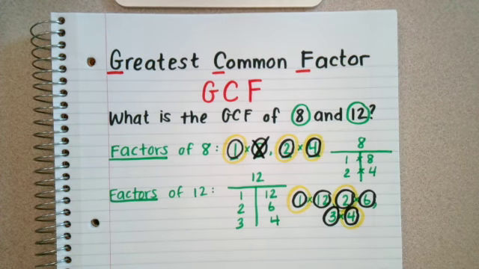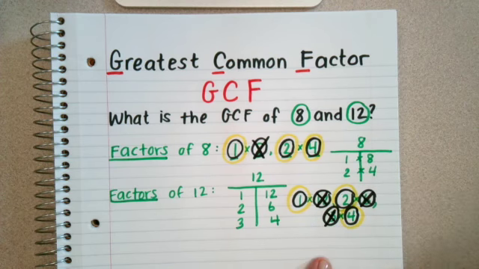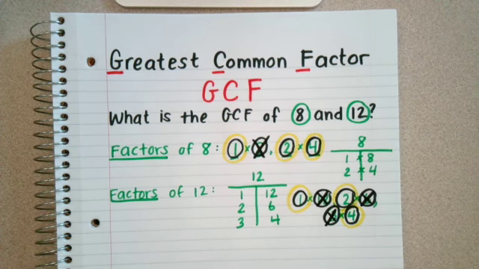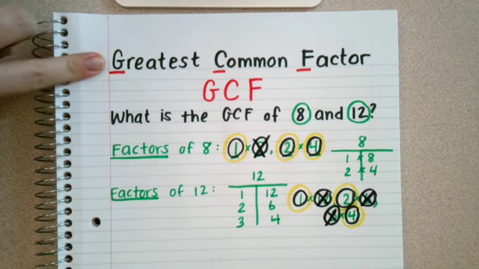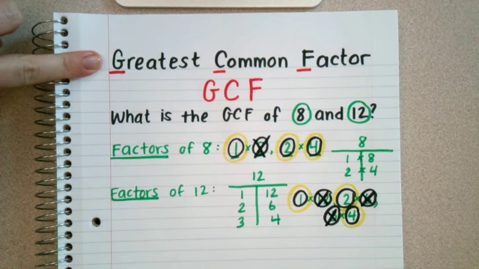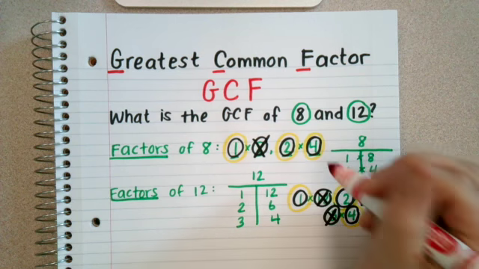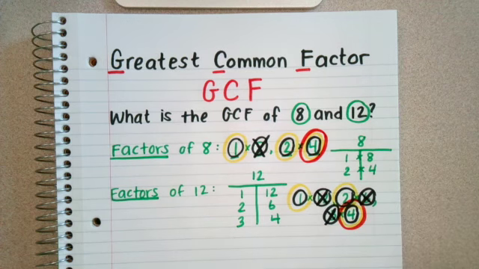And then I know that these factors, 12, 3, and 6, are not common factors because they're not factors of 8. So now I've highlighted the factors that the two numbers have in common, and that's 1, 2, and 4. But you'll notice that the GCF is the greatest common factor. So we want to find the biggest number that they have in common as a factor.